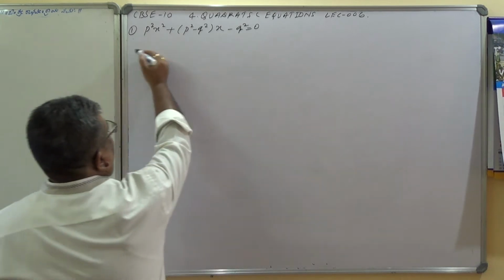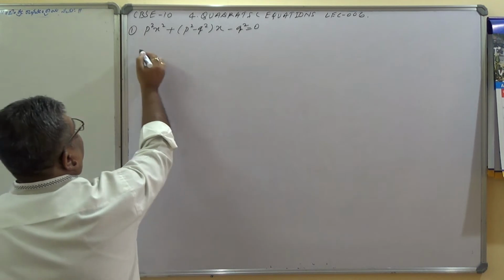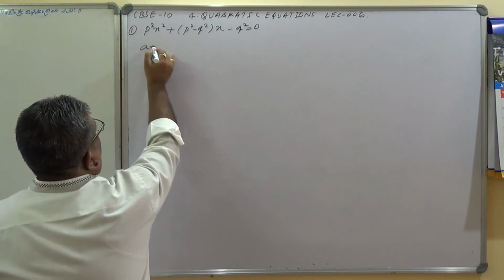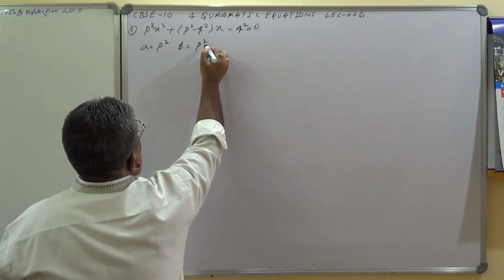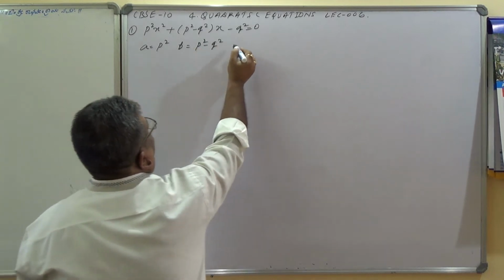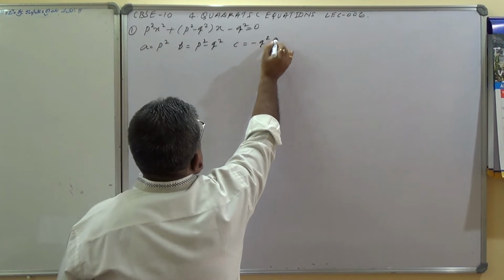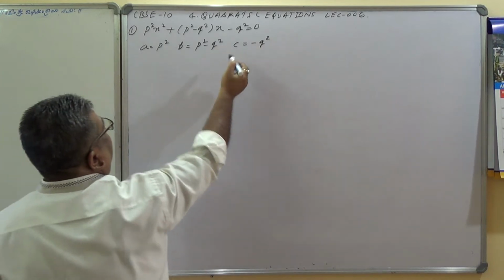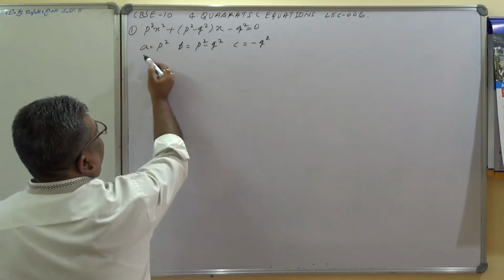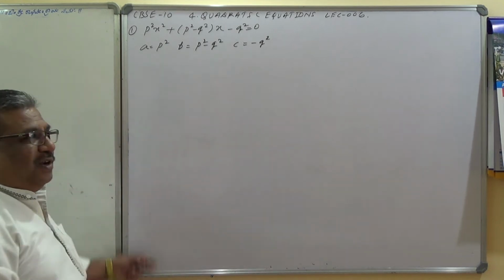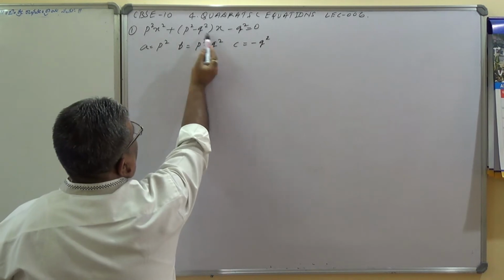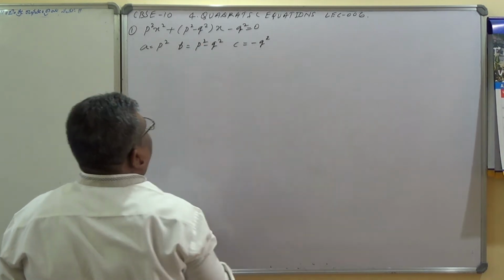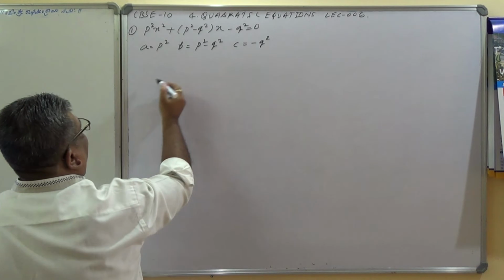Let's see here. Based on comparison with ax square plus bx plus c equals 0, a equals p square, b equals p square minus q square, and c equals minus q square. Isn't it? These are the values here. Let me check this. We have to confirm, otherwise the whole exercise will be wrong. It is correct. So apply the quadratic formula.